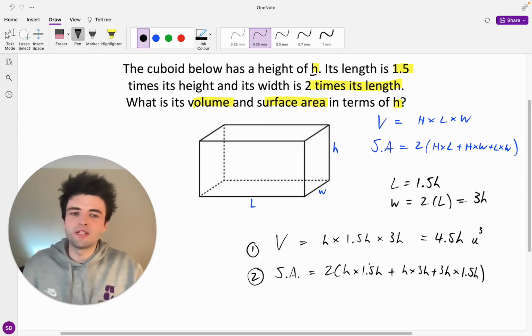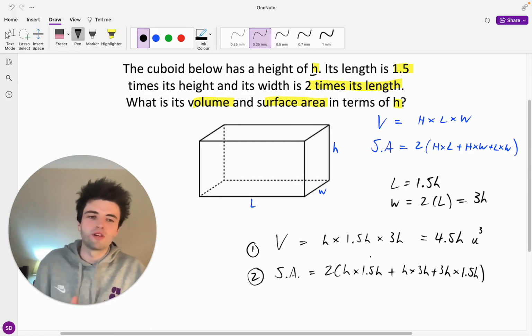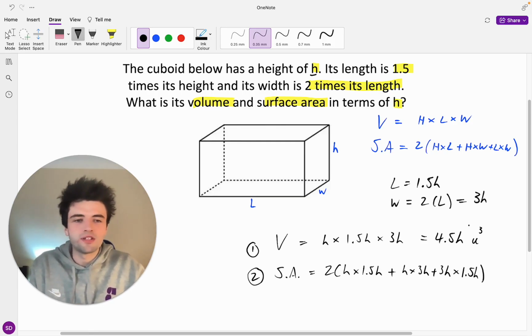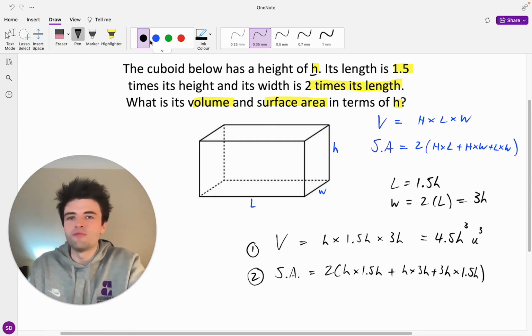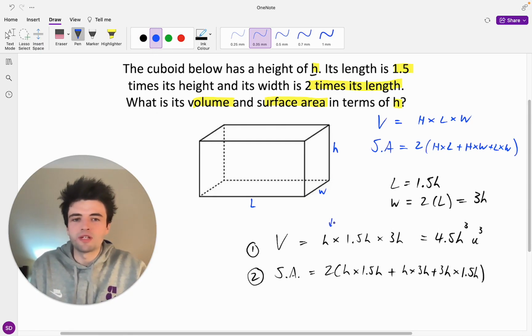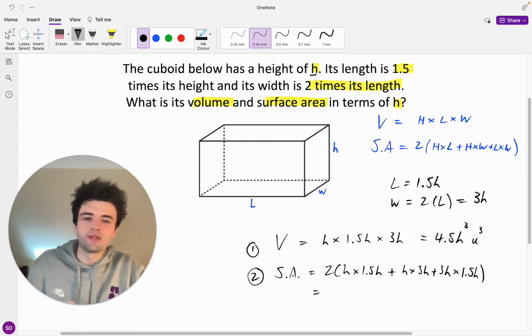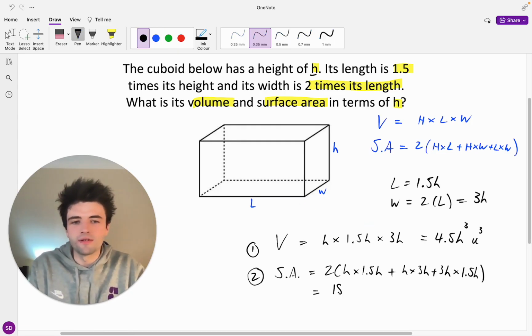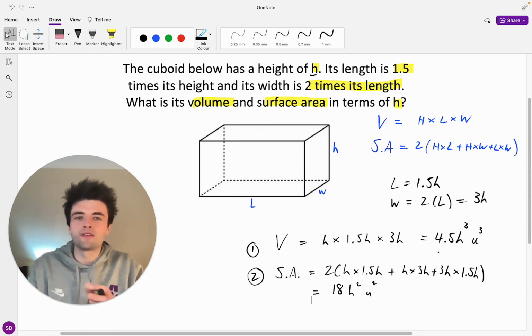And then we have our surface area here, just by being careful to plug in all the right numbers in the right places. And I've actually just realized that our h should be cubed here as well for a volume. So because we have 3 h's being multiplied together, we just need to make sure we cube these as well. And when we simplify our brackets here, we're going to get an answer of 18h squared. I'll put in u squared for units. So that's going to be it for this question.